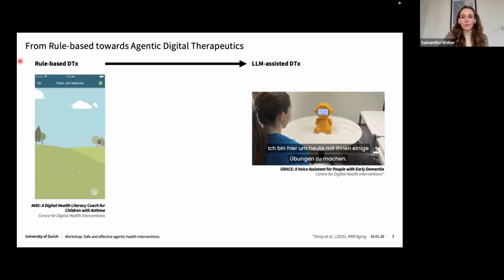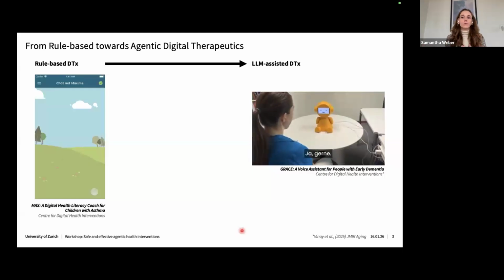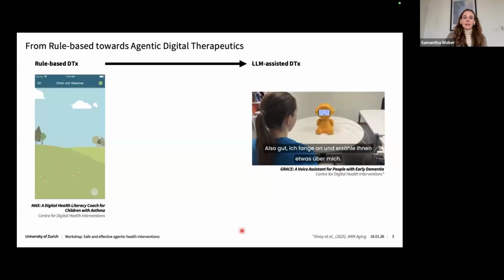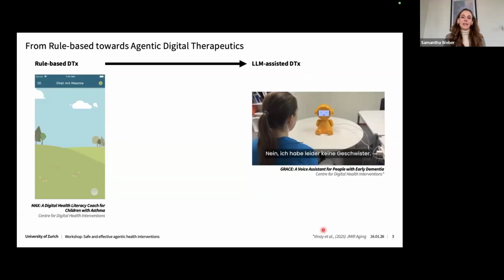What we're seeing now, however, is a real shift. We're moving away from these rule-based digital therapeutics towards more agentic systems. As you can see here in the video, you have the subtitles, but not the voice. But this little race humanoid is talking to the user. And these systems use LLMs to hold conversations, and they can adapt responses, and with that also engage users more naturally.